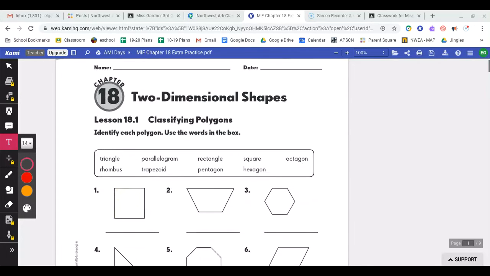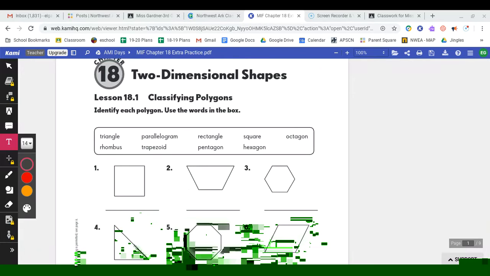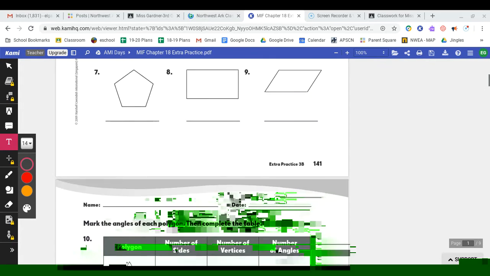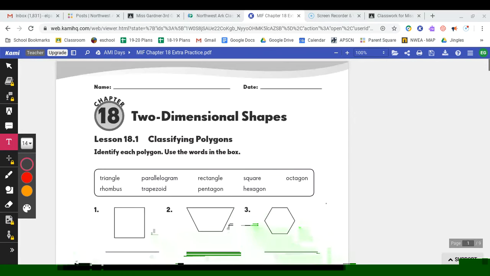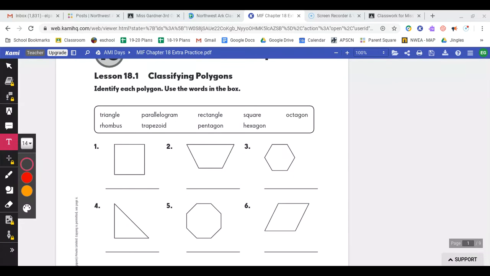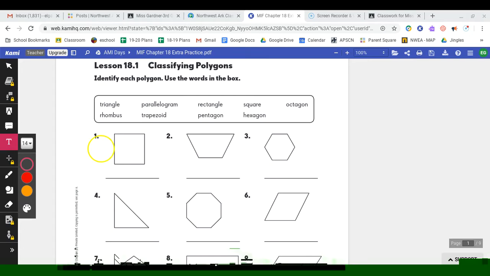Hi, boys and girls. We're going to do a little review of some polygons that we were learning about last week. So this is Little Math in Focus extra practice. You won't be able to do this along with me, I believe, or you can't do it from your own book, but you can do it just along with the video.